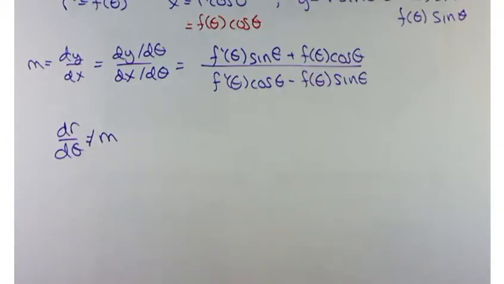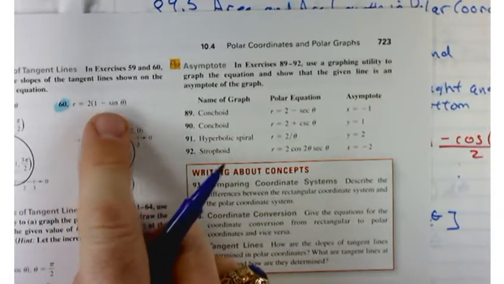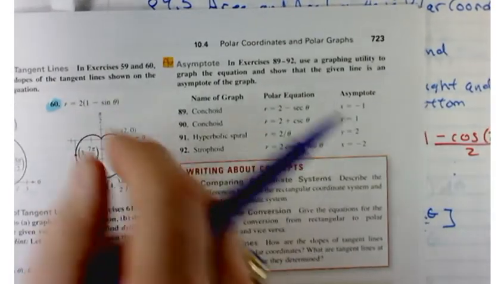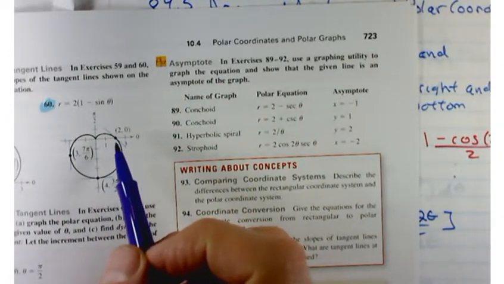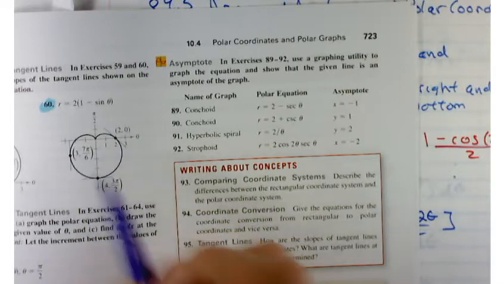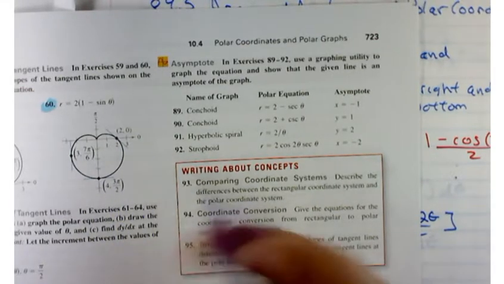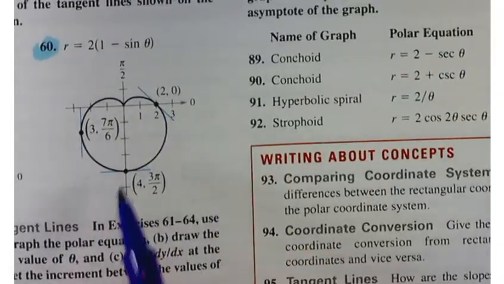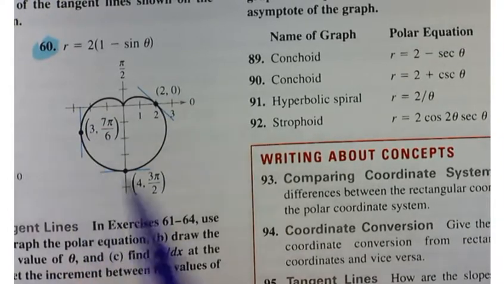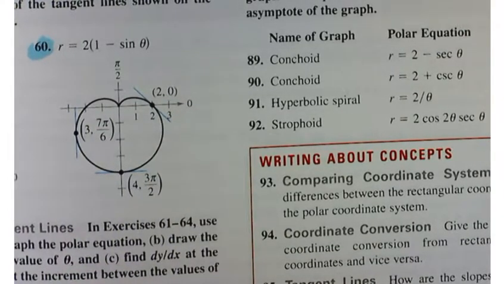We're going to look at problem number 60 and calculate the derivative here. So our function is 2 times 1 minus sine of theta, basically a cardioid. And that factor of 2 is just going to make it a little bit bigger. We're going to want to find the slope of the tangent line at 0, at 7 pi over 6, and at 3 pi over 2. Now some of these should look kind of predictable. For instance, you should get a negative slope here, a 0 slope here, and an undefined slope here. Let's see that happens.